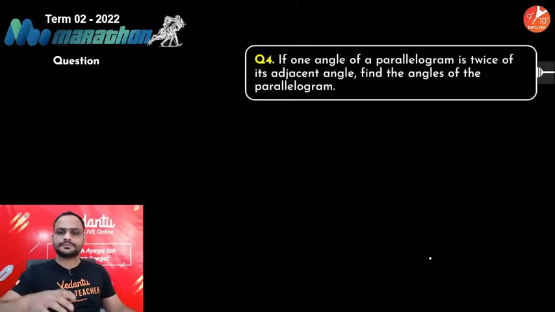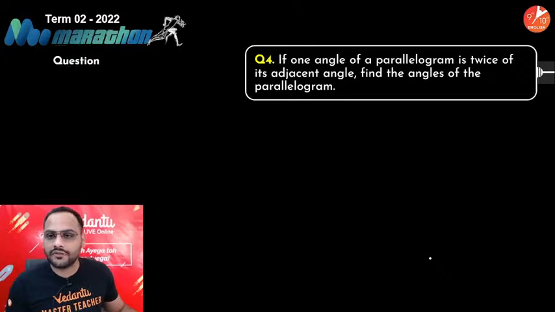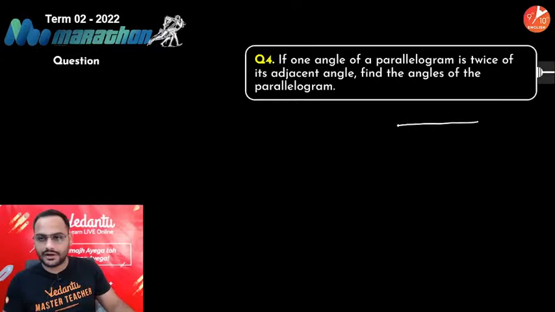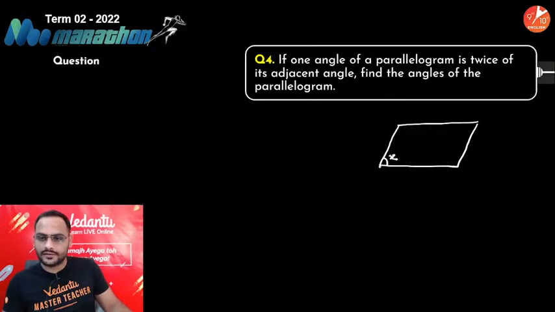Next question देखो. If one angle of a parallelogram is twice of its adjacent angle, then what are the angles of the parallelogram? So guys, if it is a parallelogram, one angle is suppose x, the adjacent angle is double of it, which is 2x. And we know opposite angles are equal. So this angle is also going to be x, this angle is also going to be 2x.